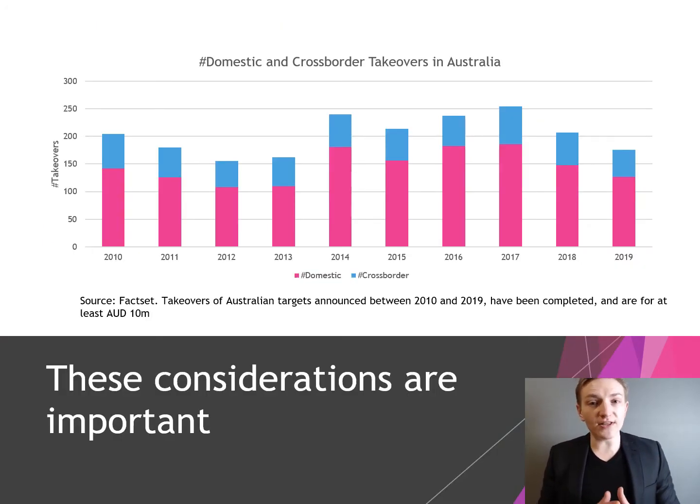So if we have a look at this, these considerations have been at play. So this graph is basically just showing the proportion of deals that are cross-border in Australia, and it's looking at the representativeness of cross-border deals and how important they've become over time. Now, cross-border deals don't account for the majority of deals in Australia, but these cross-border takeovers have clearly become important.